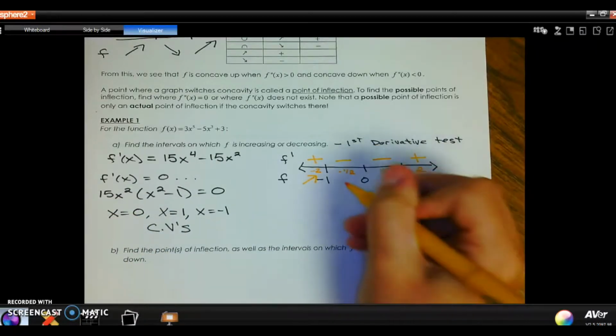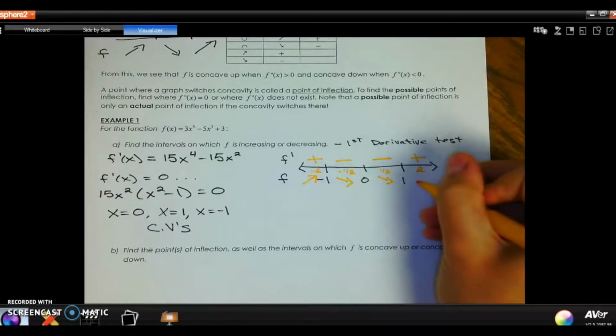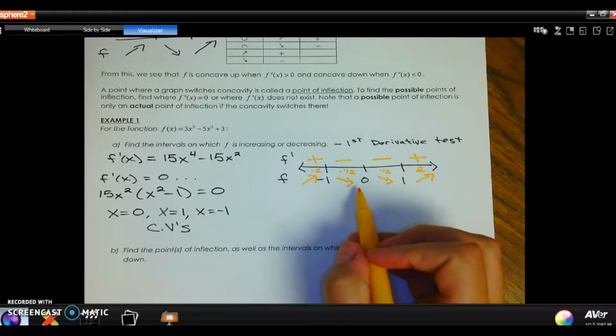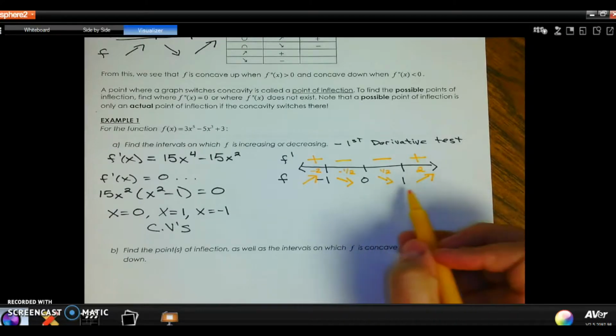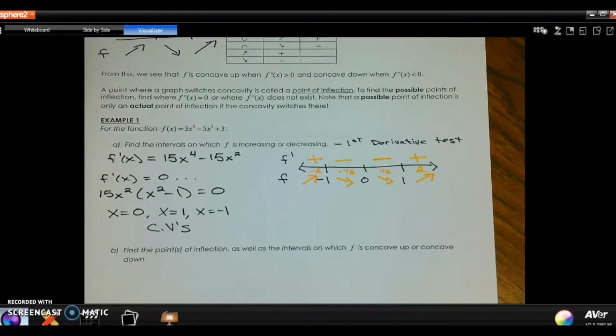So I've got this. So again, that tells me that my original was increasing, then decreasing. Then the derivative was 0, but it was still decreasing afterwards, so it might have just had a flat spot, and then it started to increase again at the end. So that's my first derivative test.